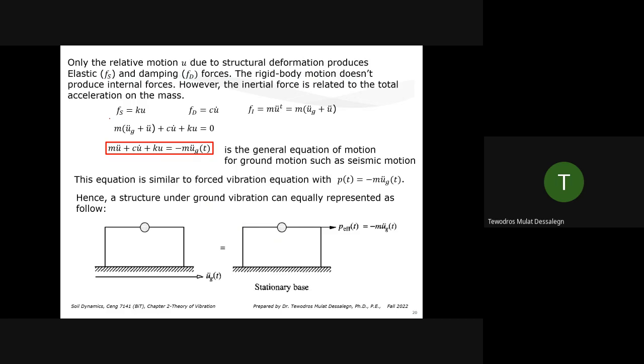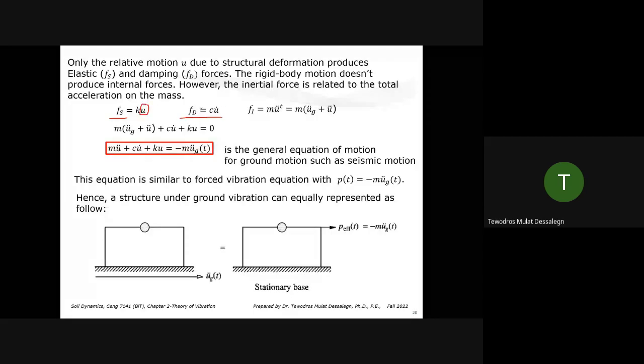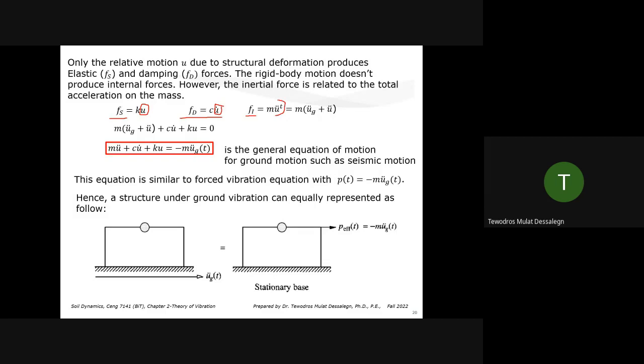So the damping force and the stiffness force are with respect to the relative motion. However, the inertial force is with respect to the total displacement, or also called total acceleration. So the inertial force is the mass of that story times the ground acceleration plus the relative acceleration.